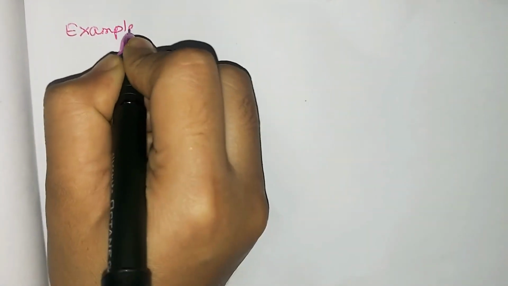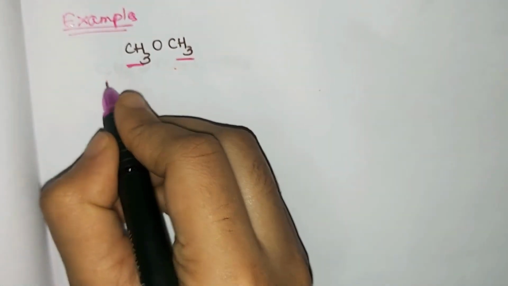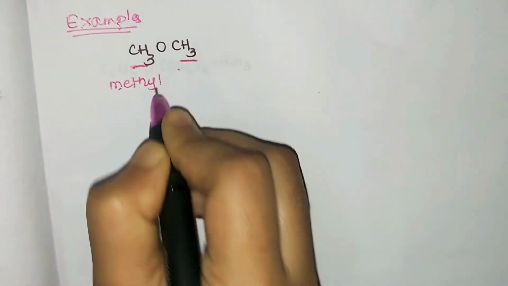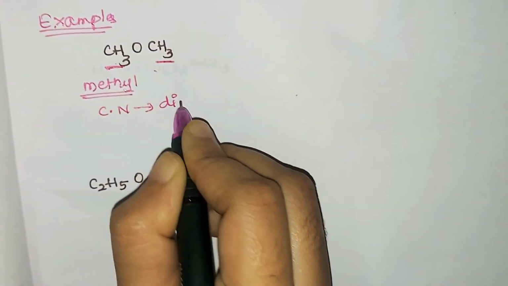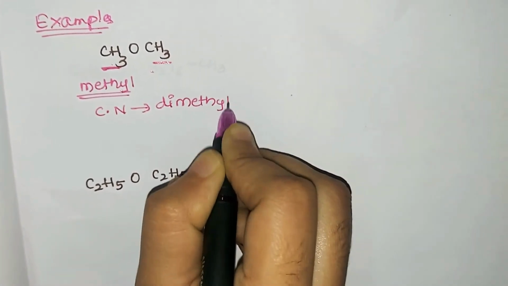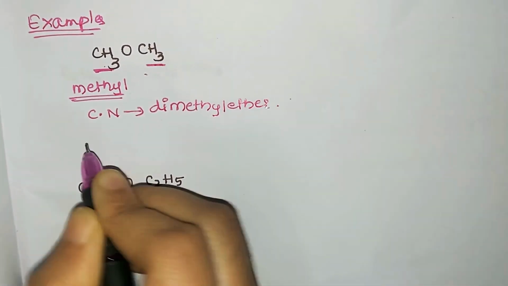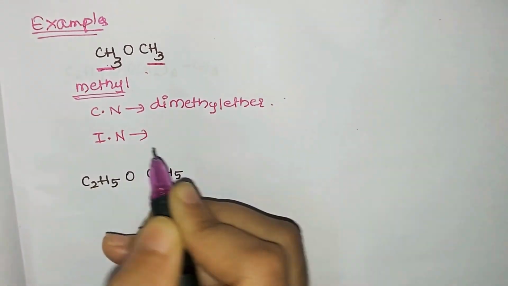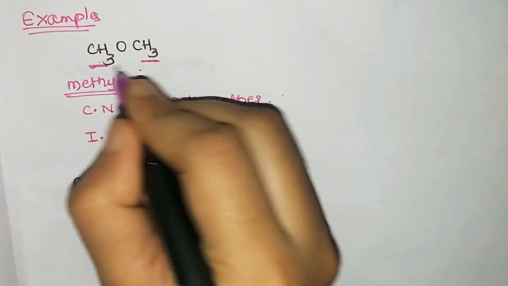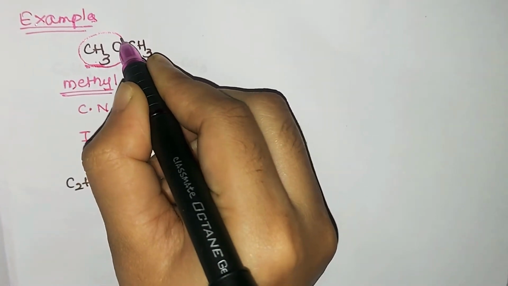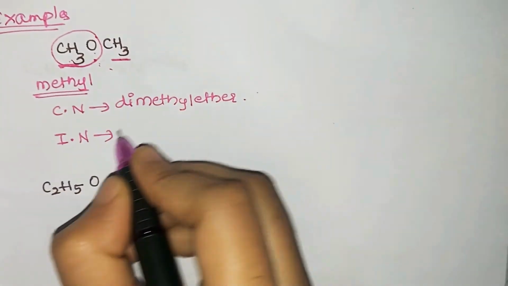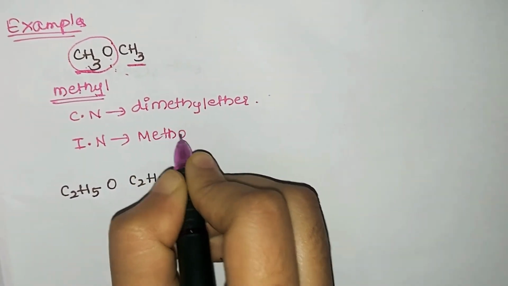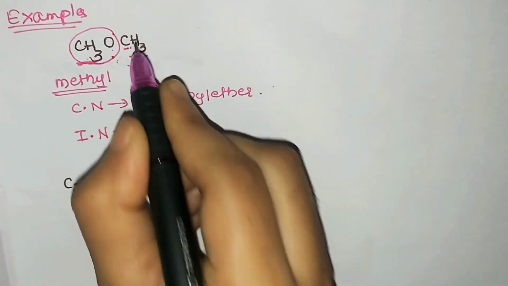So let us consider the example of CH3OCH3. How many carbon atoms, methyl groups are there? 2 methyl groups. So it becomes what? The common name will be 2 methyl groups, hence it is dimethyl ether. And when you are writing the IUPAC name, consider one as a parent chain and another as an alkoxy group. So we'll consider CH3O as an alkoxy group attached to CH3. That is, one of the hydrogens of an alkane is replaced by an alkoxy group. Hence the IUPAC name will be methoxy. Why? Because it is CH3O attached to CH3. It becomes what?